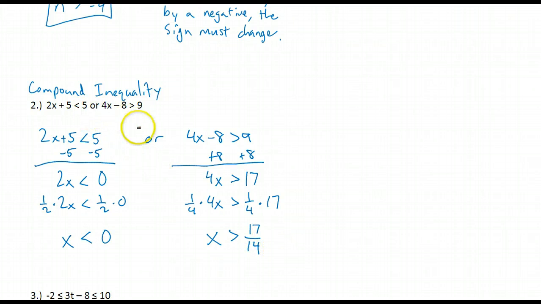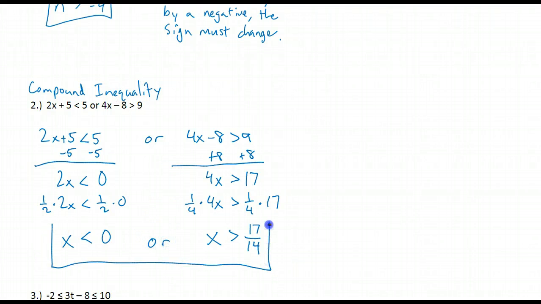Now this problem is an OR compound inequality. This means that I have two choices for x. X can either be less than 0 or x can be greater than 17/4.